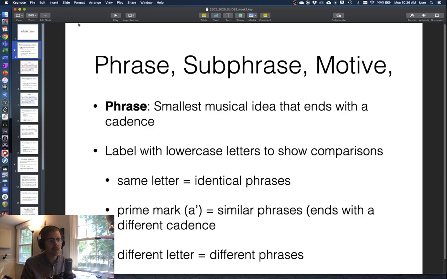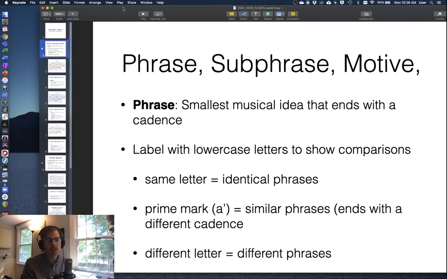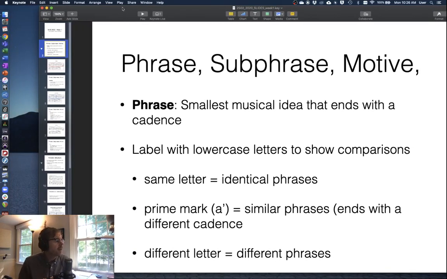So first, let's start looking at phrases. Phrases are our smallest musical idea, and we always end a phrase with a cadence. So a phrase is basically a musical idea that is punctuated with a cadence. I typically like to explain cadences as being different types of punctuation, and we listen for that kind of inflection at the end of a musical phrase.